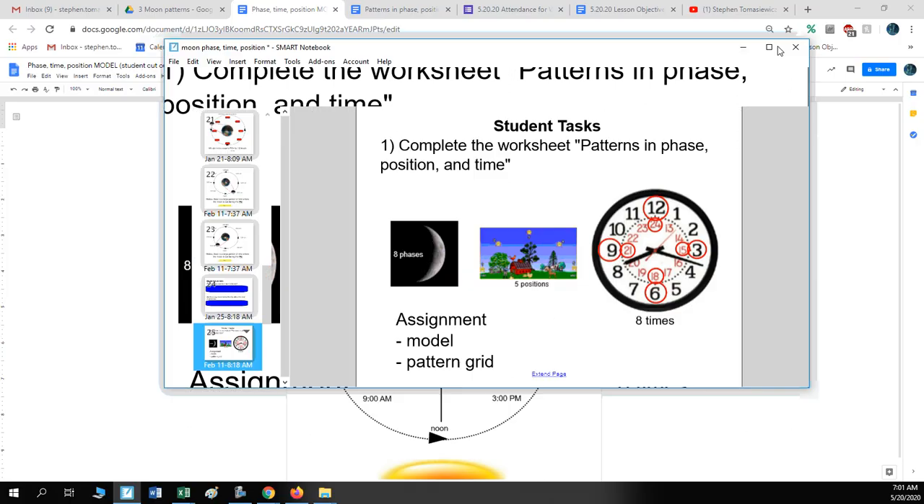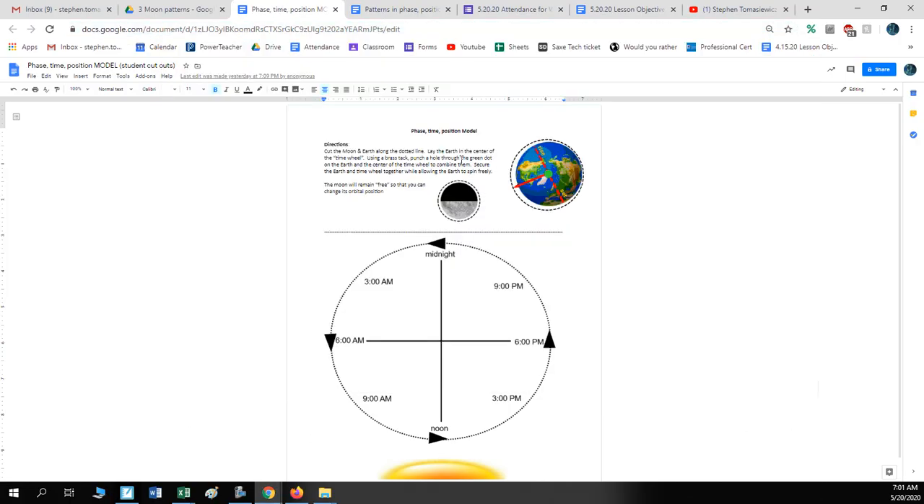The first thing that I have you guys do is look at this model. You'll want to print this out, and you're going to cut out the Earth on the dotted line, and cut out the moon on the dotted line. And the Earth, right at that green pin, you're going to put that in the center of this wheel and put a pin through it. If you have a brass tack, that'd be great, because that will allow you to spin the Earth on the model. But you could use a paper clip or anything that's sharp. You could even use a pencil and kind of hold it down, and spin the Earth that way.